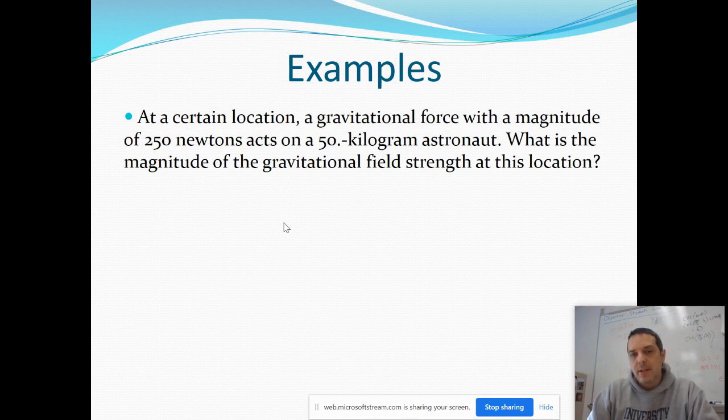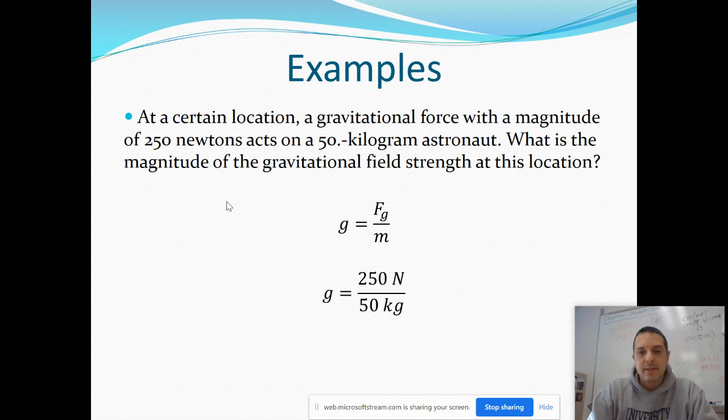At this location, a gravitational force with a magnitude of 250 newtons acts on a 50 kilogram astronaut. What I want to figure out is what's the gravitational field strength at this location. So we're going to start with our equation. Gravitational field strength is going to be equal to force of gravity divided by the mass.